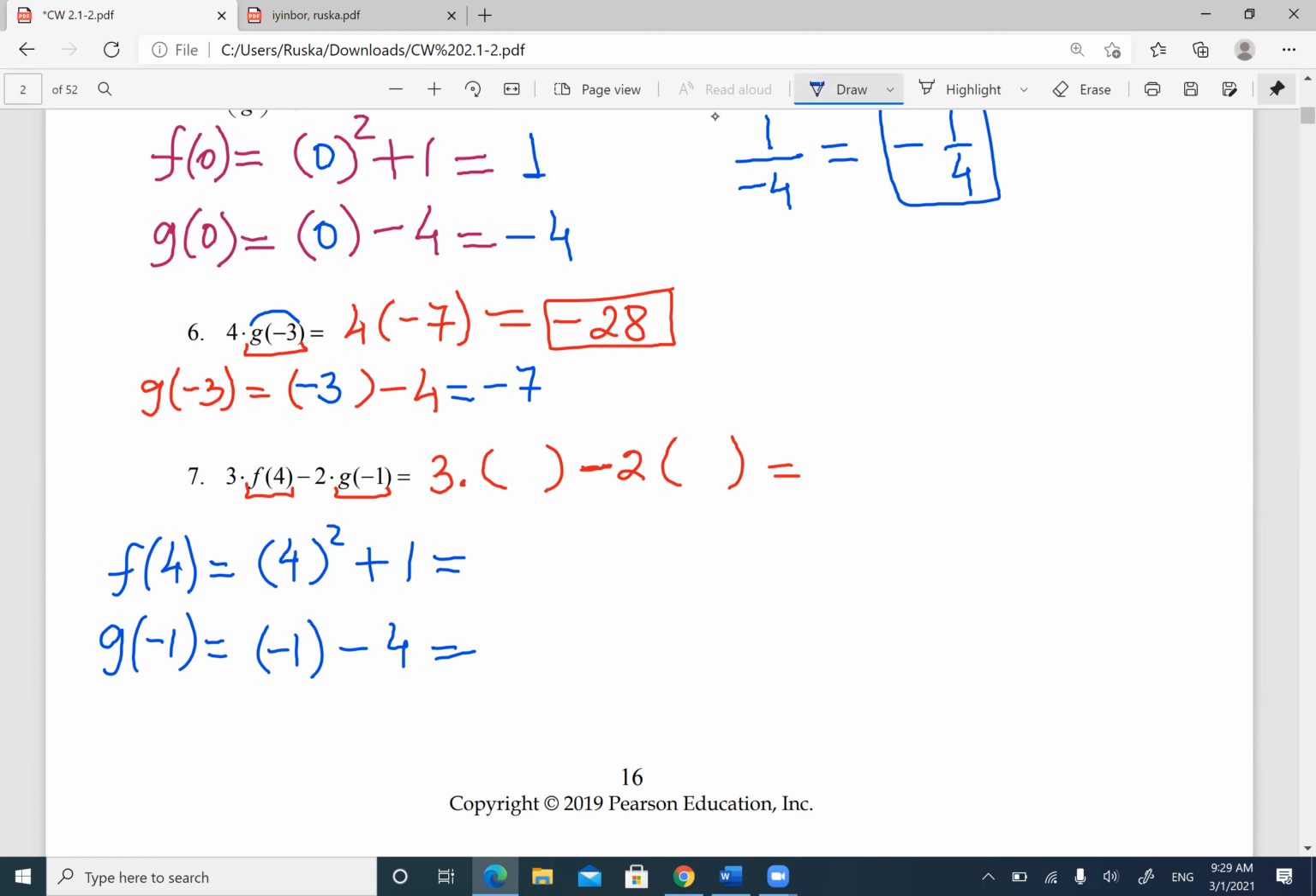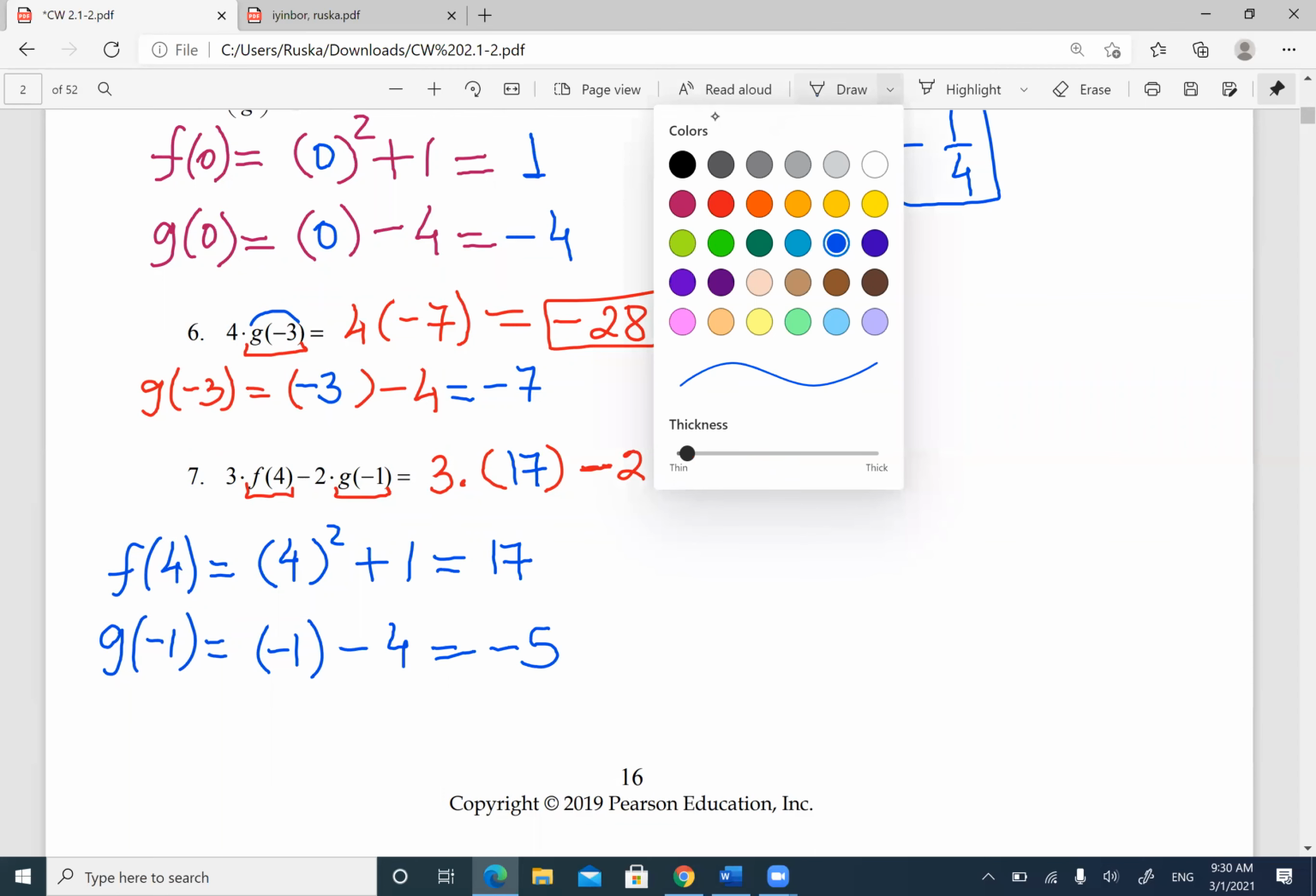So let's simplify. 4 times 4 is 16 plus 1 is 17. And -1 minus 4 is -5. So these are the numbers I have to put. F of 4 is 17. And g of -1 is -5. And then I have to simplify this. So how do you simplify it?